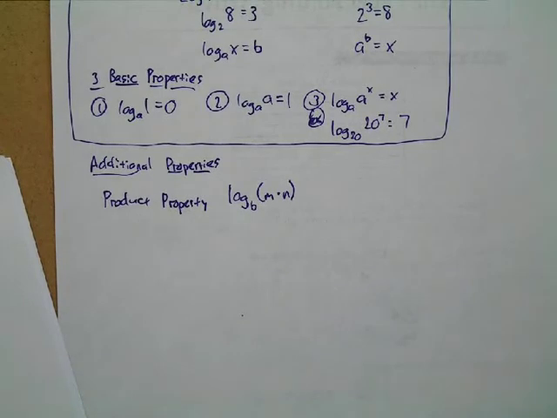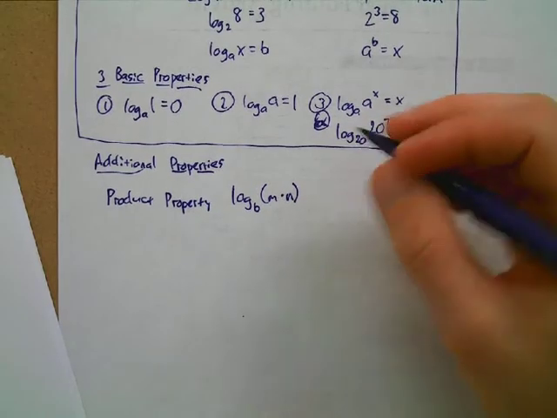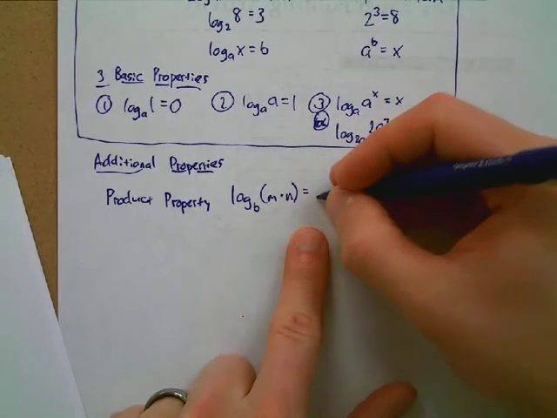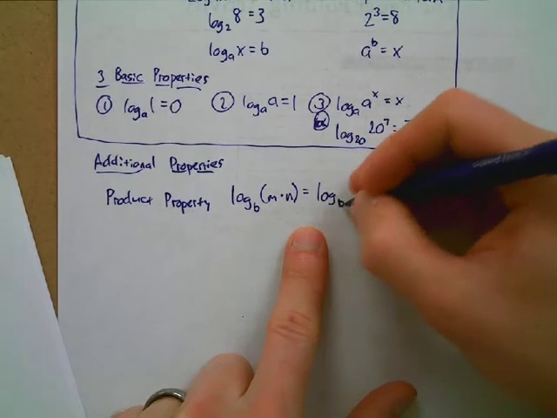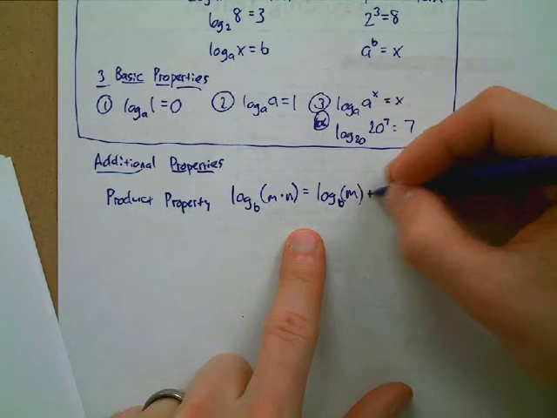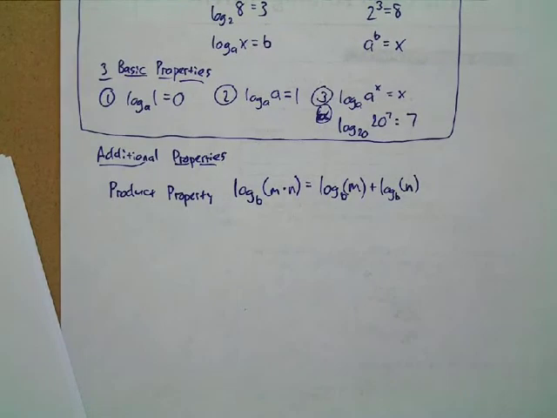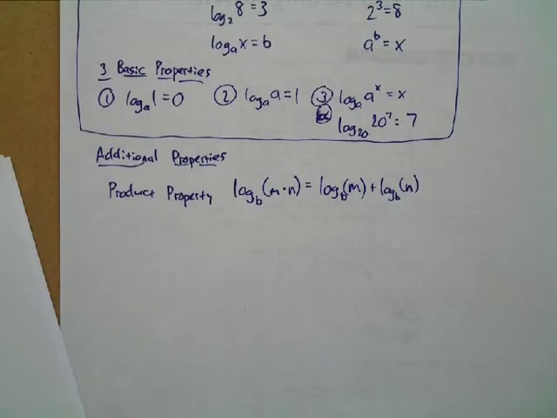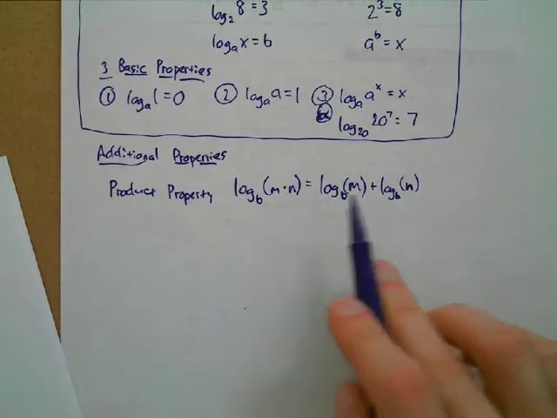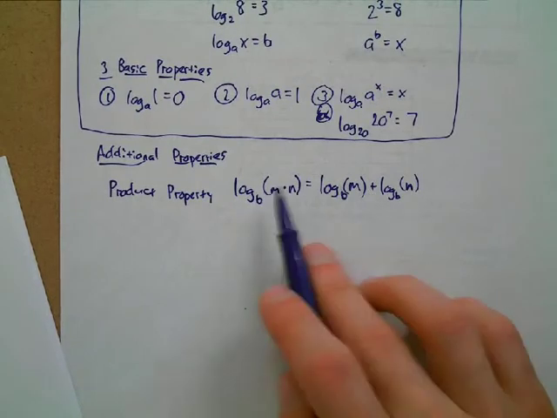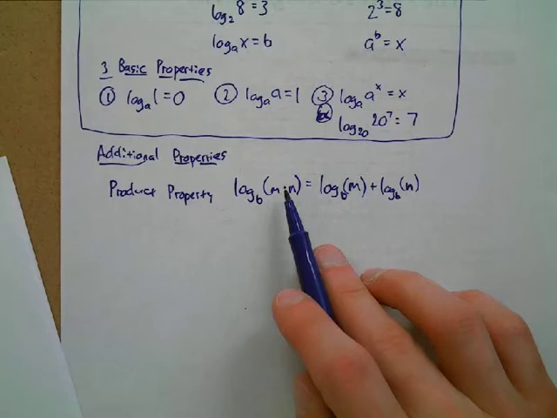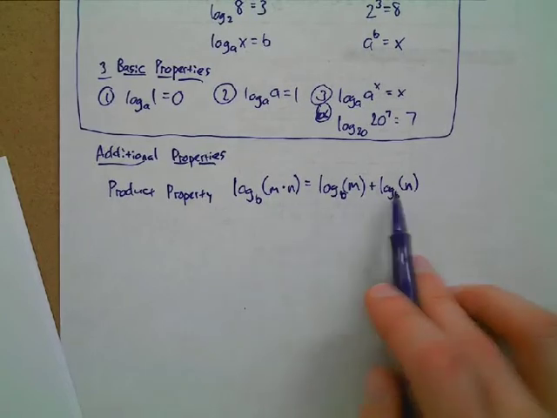Well, what we can change this to be is log base b of m plus log base b of n. Just like that. So multiplication inside becomes addition outside. One single logarithm that has multiplication inside of it becomes addition between two logarithms where the different pieces are broken up there.